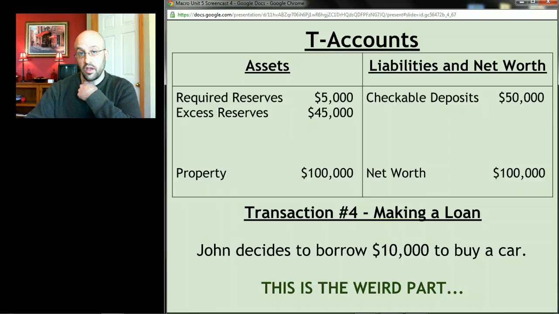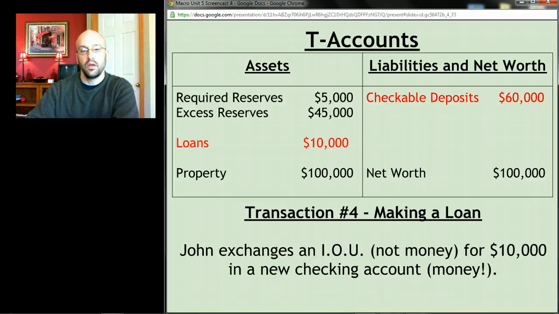Here's what the situation looked like before John takes out the loan. Watch the checkable deposit number. He hands them the IOU. They add in electronically through a computer $10,000 into a checking account for him. And now we have $60,000 in checkable deposits, whereas before we only had $50,000. The bank just magically, out of thin air, as strange as it sounds, created $10,000.